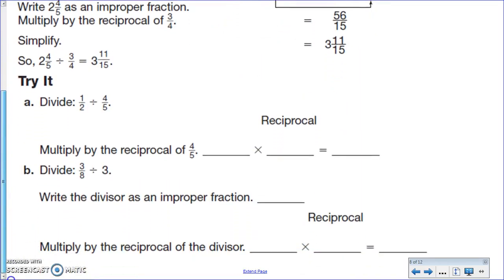Try it. Divide 1/2 by 4/5. So first thing we're going to do is multiply by the reciprocal of 4/5. So it becomes 1/2 times 5/4. Then all we have to do is multiply across, and we get 5/8.